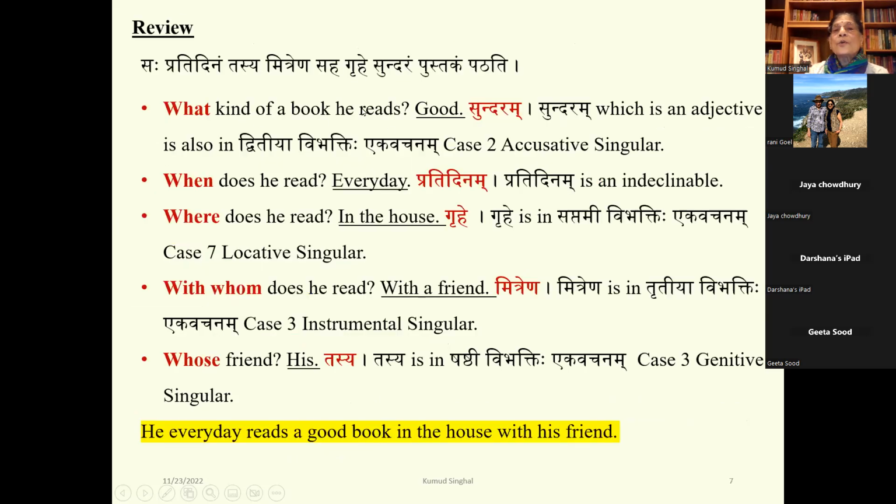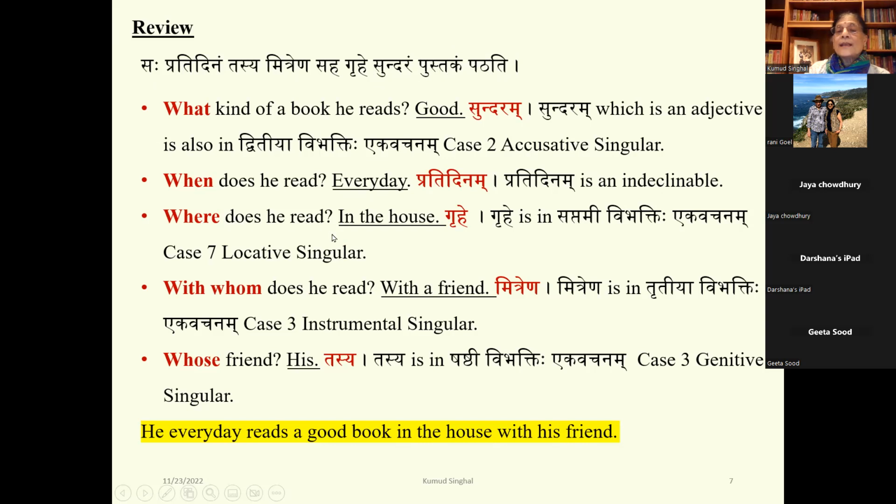Now, what kind of a book he reads? A good book. So sundaram. So sundaram is the adjective. So sundaram, which is an adjective, is also in dutiya vibhaktihi ekavachanam, like pustakam. Case 2 accusative singular. When does he read? Every day. Pratidinam. So pratidinam is an indeclinable. So saha pratidinam sundaram pustakam pathati. He every day reads a good book.